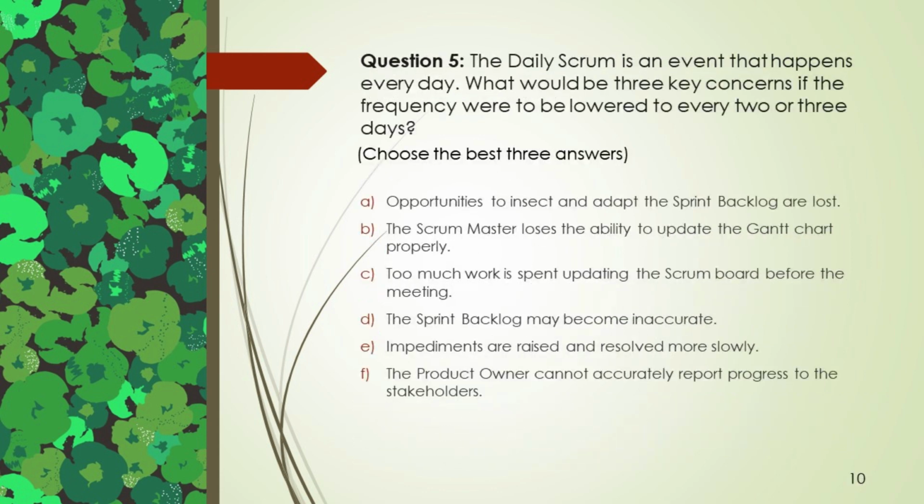Question 5. The daily Scrum is an event that happens every day. What would be 3 key concerns if the frequency were to be lowered to every 2 or 3 days? Choose the best 3 answers. A. Opportunities to inspect and adapt the sprint backlog are lost. B. The Scrum Master loses the ability to update the Gantt chart properly. C. Too much work is spent updating the Scrum board before the meeting. D. The sprint backlog may become inaccurate. E. Impediments are raised and resolved more slowly. F. The product owner cannot accurately report progress to the stakeholders.